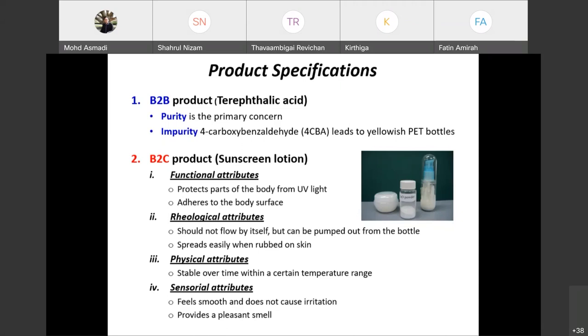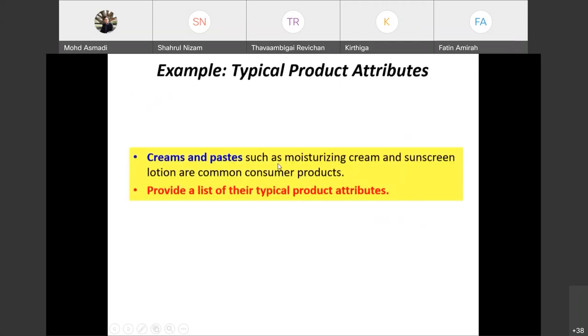Sensorial attributes, like pleasant smells. When you apply it to your skin, it should not be irritating. So that is the sensorial attributes. For B2C we generally have four attributes. For example, creams and pastes, such as moisturizing cream and sunscreen lotion, are common consumer products. Provide a list of their typical product attributes.